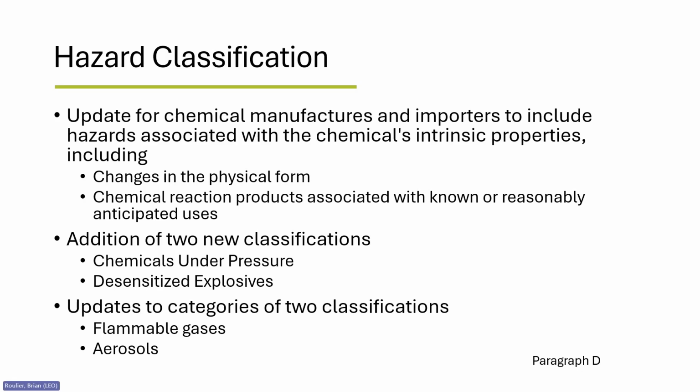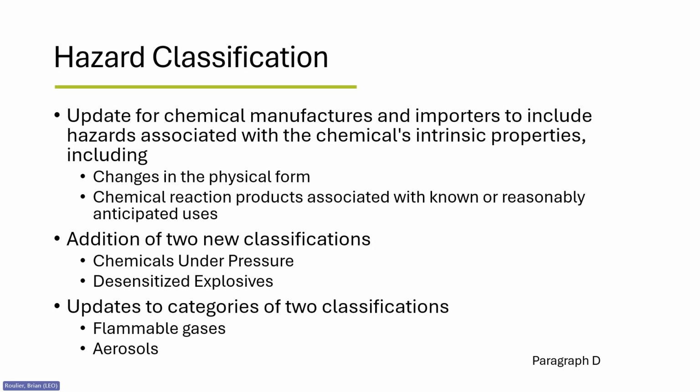The requirement for chemical manufacturers and importers to evaluate chemicals in paragraph D was updated to clarify which hazards must be evaluated and communicated. This now includes intrinsic properties of the chemical, such as changes in the physical form and chemical reaction products from known or reasonably anticipated uses and applications downstream. For example, the pulverization of refractory brick, a reasonably anticipated downstream use of the product, can result in employee exposure to respirable crystalline silica. Another example includes two-part foams, which are designed to undergo a chemical reaction. Hazards from these reactions must be included in the safety data sheet.